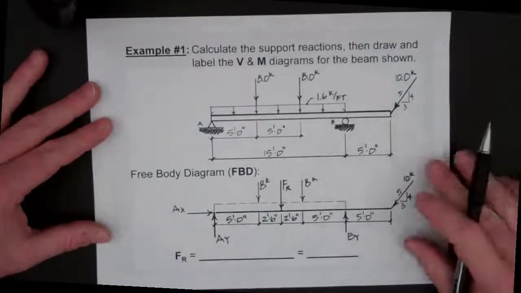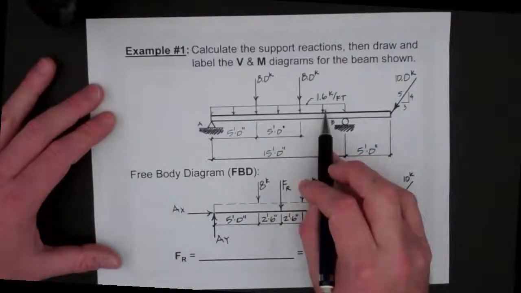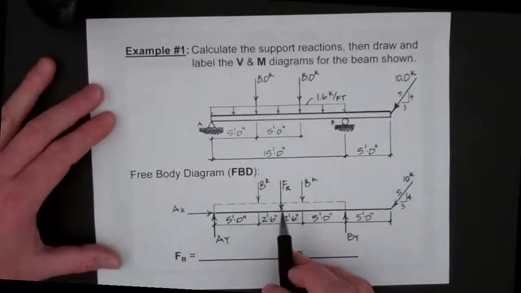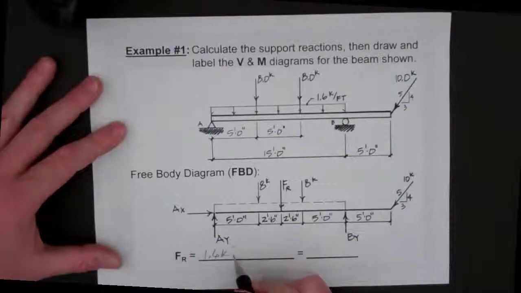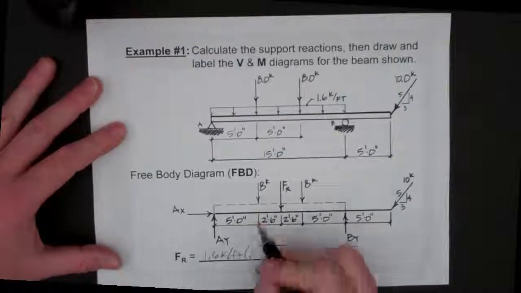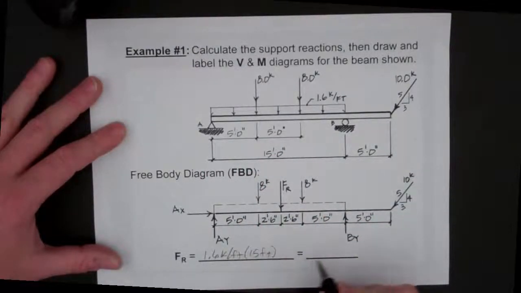The first thing we want to do is change the distributed load into a resultant force, so we can take here the 1.6 kips per foot times the length of the load of 15 feet to get a total of 24 kips.